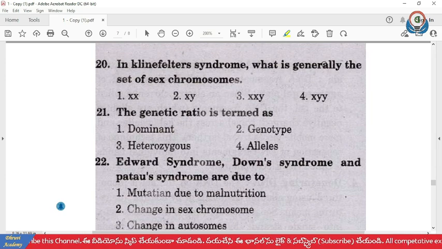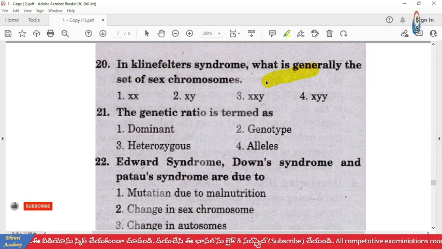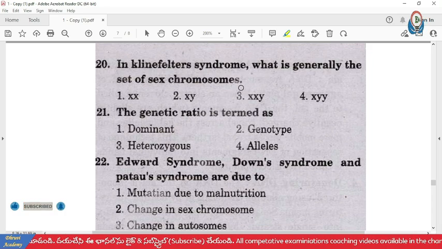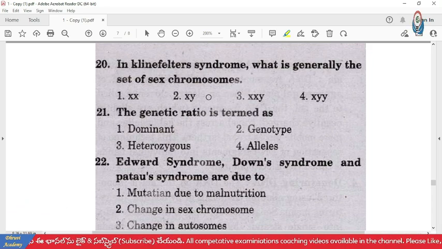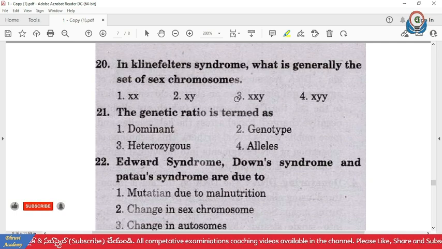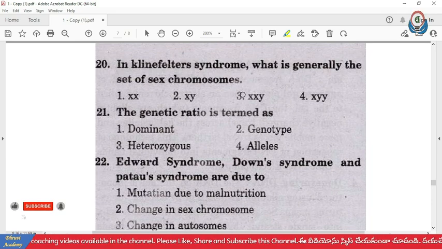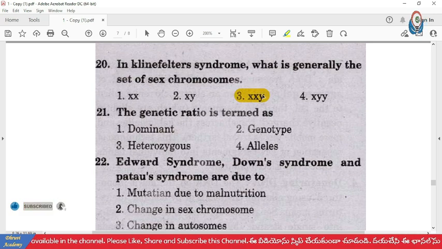In Klinefelter's syndrome, what is the set of the sex chromosomes? Is it XX, second one XY, third one XXY, or the fourth one XYY? Which is the correct answer? The answer is Klinefelter syndrome. Generally the set of the chromosomes is XXY. This is the right answer.